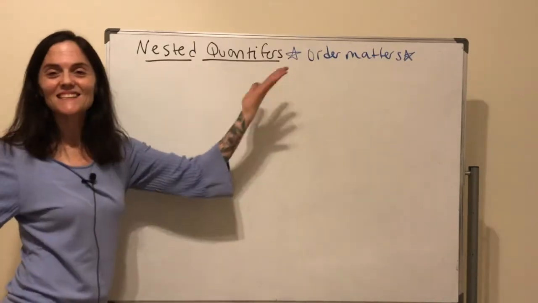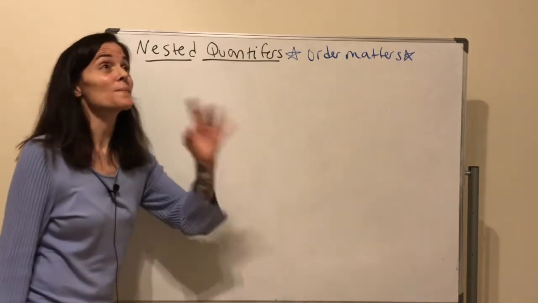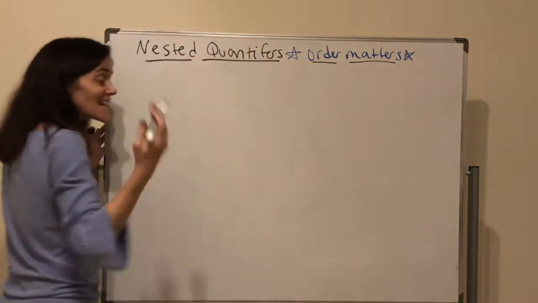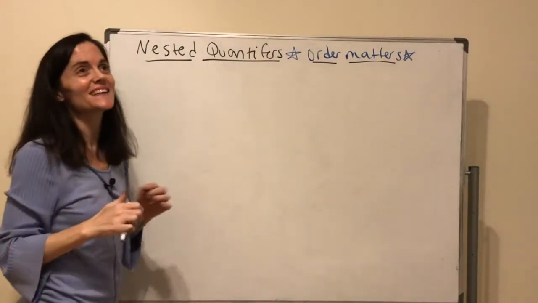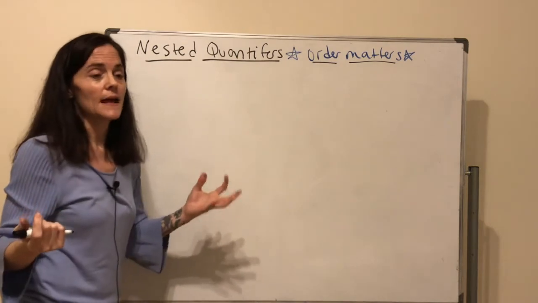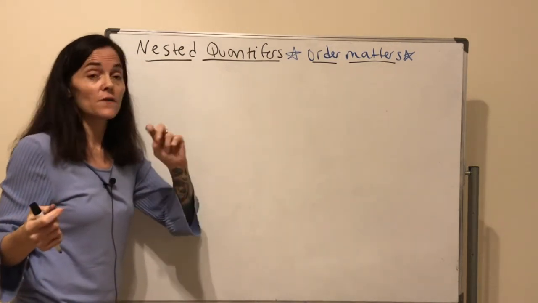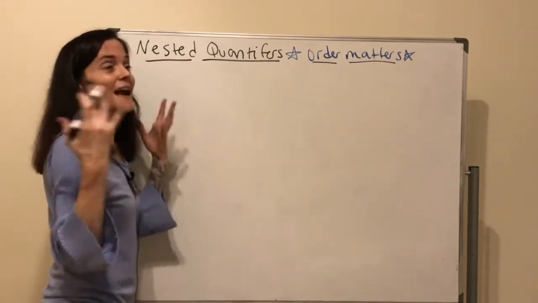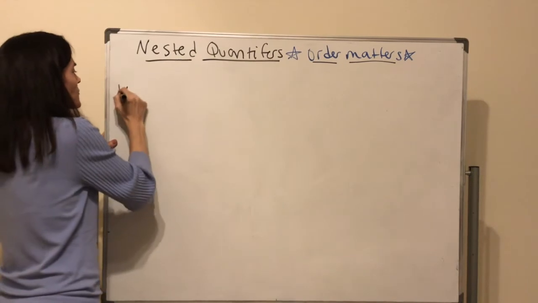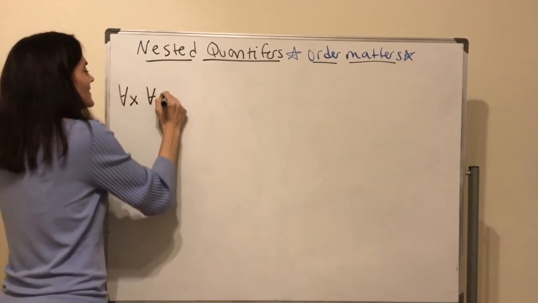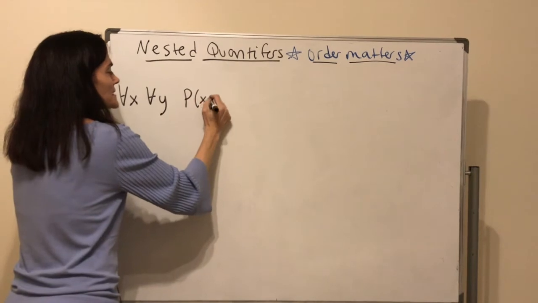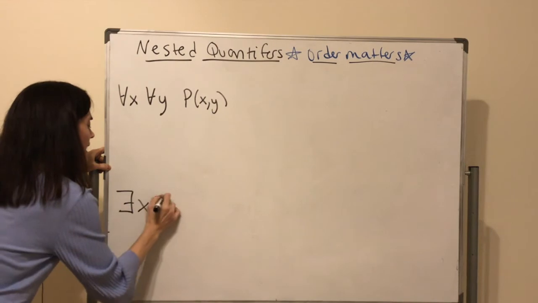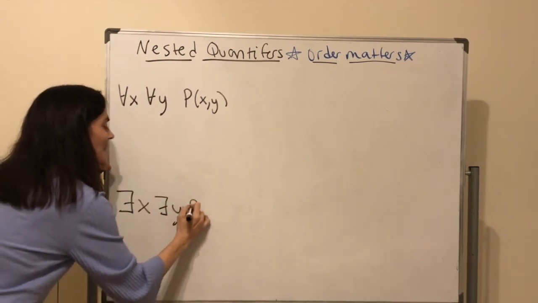Now, nested quantifiers, and order matters here, as we will see. This is very important. Nesting two quantifiers is when you have some statement that not only involves x, maybe it involves two variables, say x and y. So there are 4 different types we will discuss. One is if you have for all and for all, and then you have a statement. And then you could also have there exists and there exists, and then you have a statement.